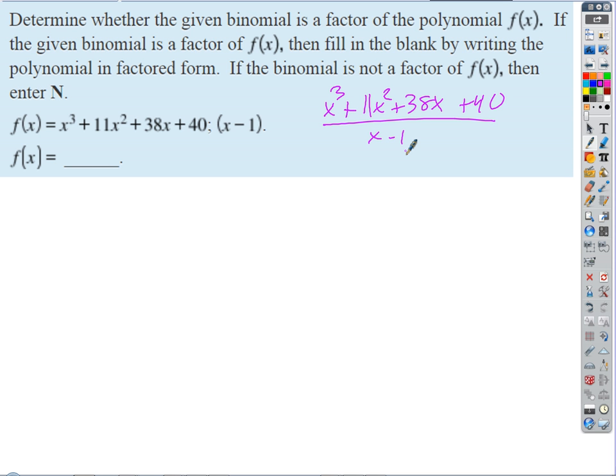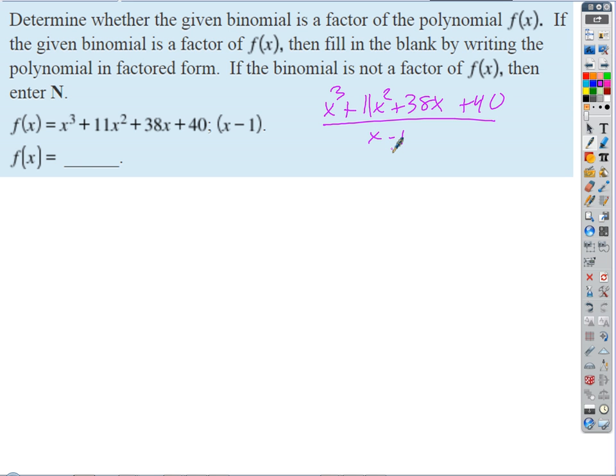Fortunately, we don't have to use long division. What could we do with this? We could do synthetic division. We can do synthetic division because the bottom is linear, right? The bottom doesn't have any x squareds or x cubes. The biggest power is just x, right? So let's go through that process and remind ourselves how that works.